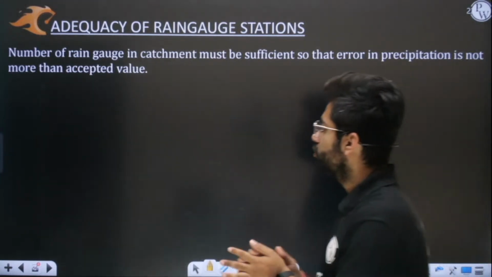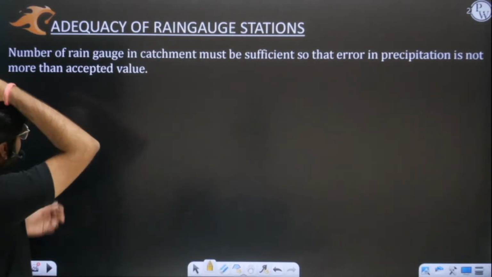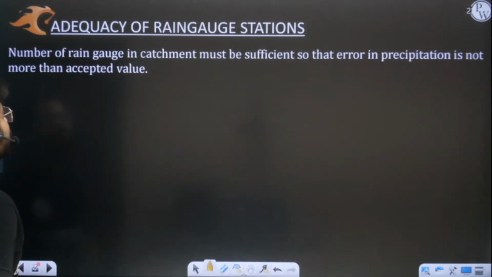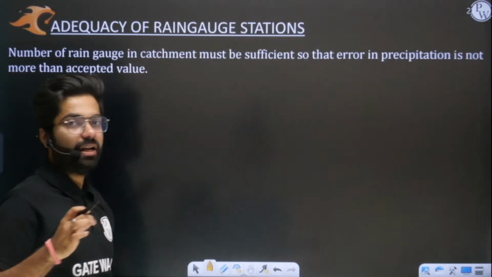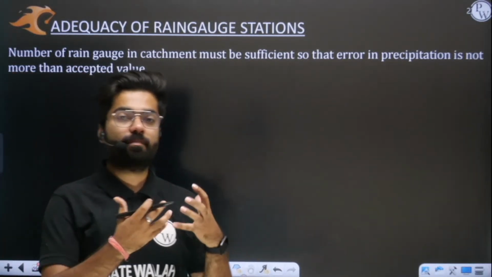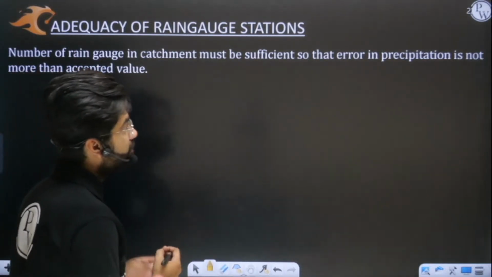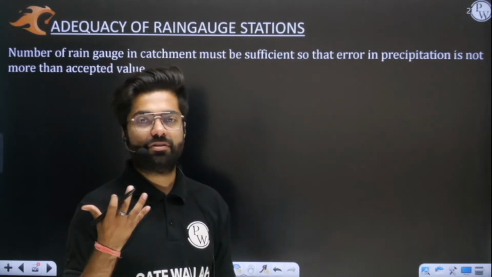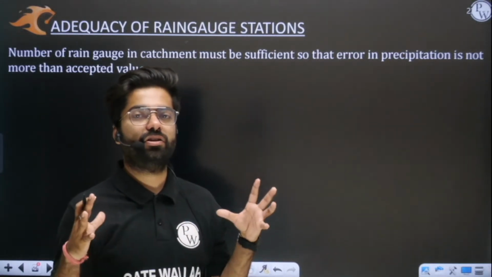Now, we have to study this topic, adequacy of rain gauge station. Adequacy means sufficiency. How many rain gauges should be there in catchment areas so that our error in precipitation data is less than an acceptable value? So how to evaluate it? For that we have certain number of steps. We will learn those steps and then we'll solve a question so that everything is fully clear to us.